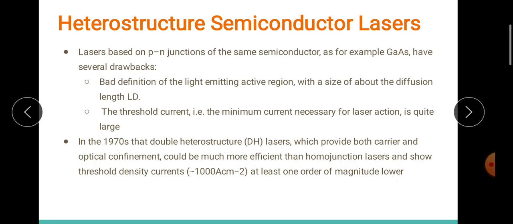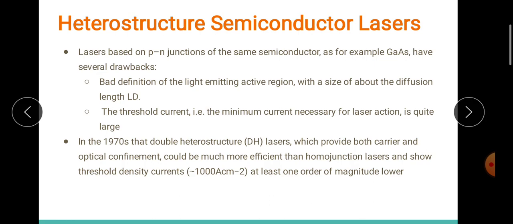Another thing is that for these homojunction or basic PN junction lasers, their threshold current is very large. Now what is the issue if you have a very large threshold current? You will have to supply a huge amount of current to generate a laser action, which is not desirable. If you want a laser action, I'm expecting a very spontaneous response, activating my laser with a very small amount of current. In normal PN junction diodes, the threshold current is large, so we'll have to supply a huge amount of current to get a proper laser action.